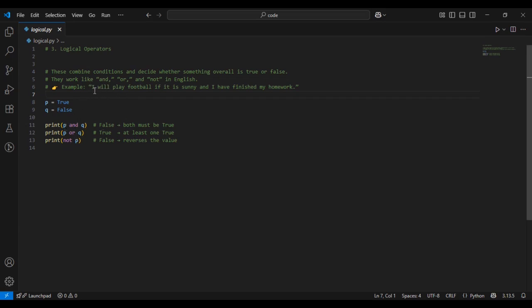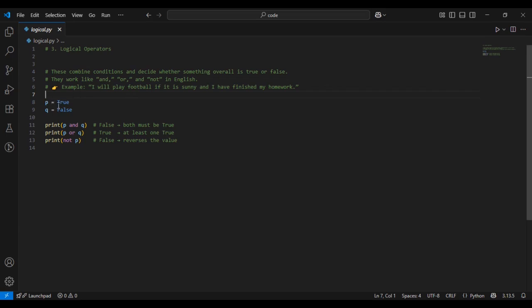For example, a logical operator is: I will play football if it is sunny and I have finished my homework. So we have two conditions. If we look at this from the perspective of logical operators, the and is used to indicate that both of these conditions have to be true. It has to be sunny and you have to have finished your homework to be able to play football.